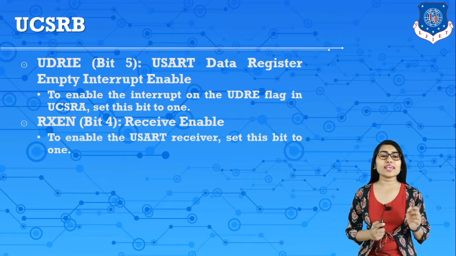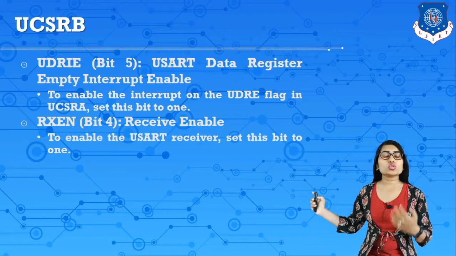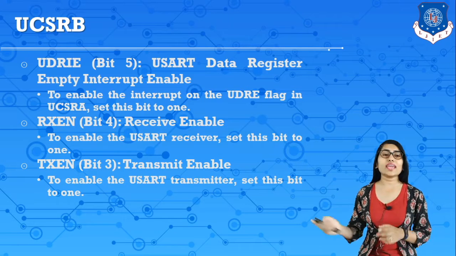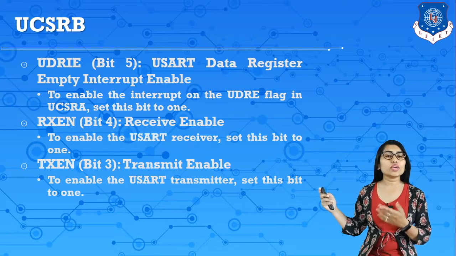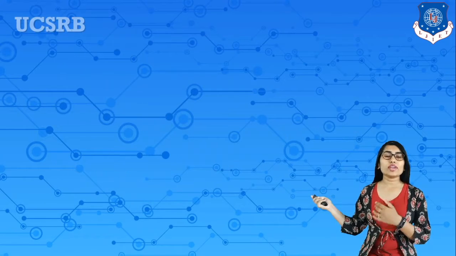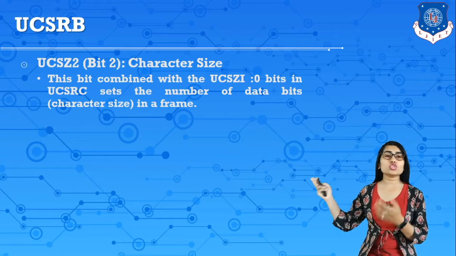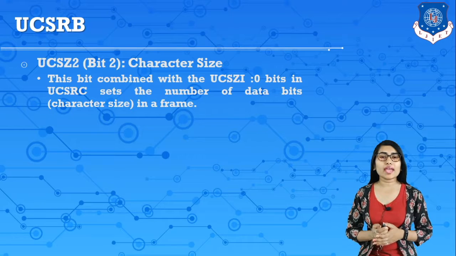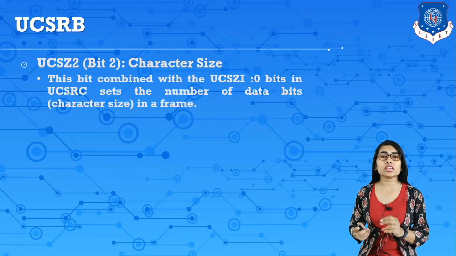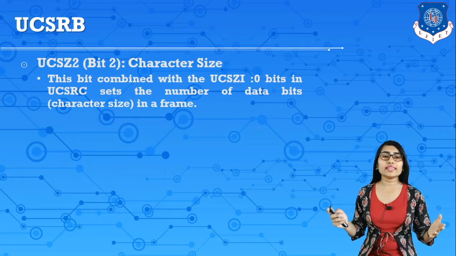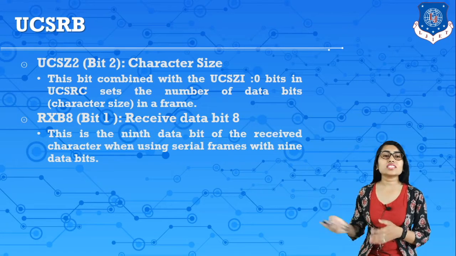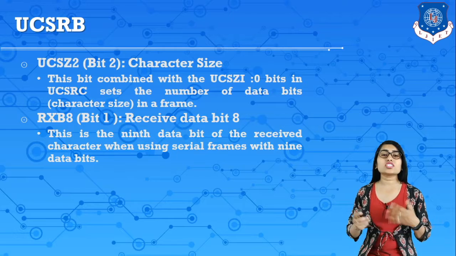Then RXEN, receive enable. To enable the USART receiver, set this bit to 1. TXEN, transmit enable. To enable the USART transmitter, set this bit to 1. Now next we have a bit, that is UCSZ2, character size. This bit is combined with the UCSZ1:0 bits, so it is used to set the number of data bits in a frame.